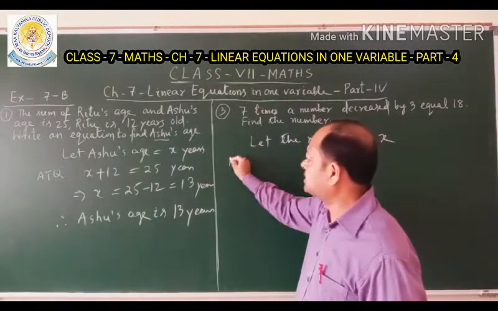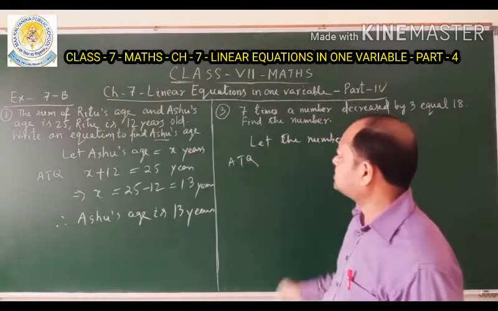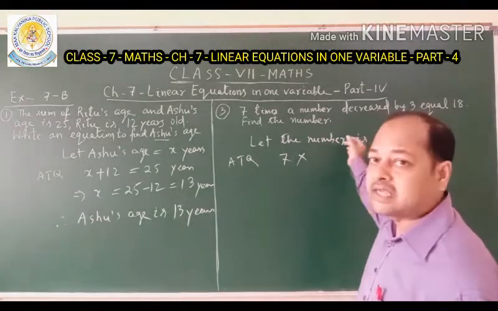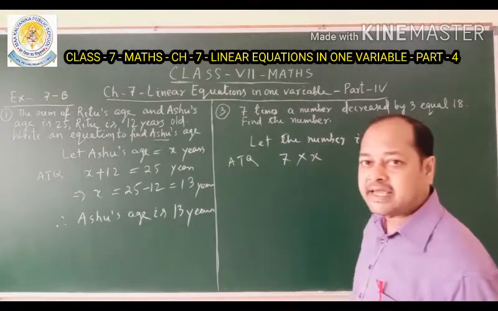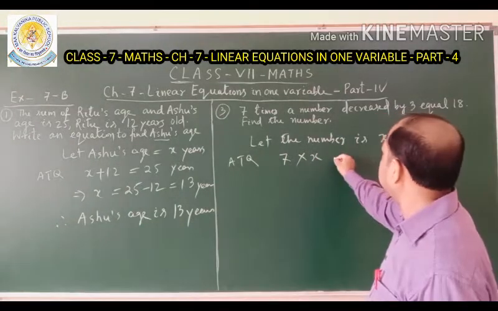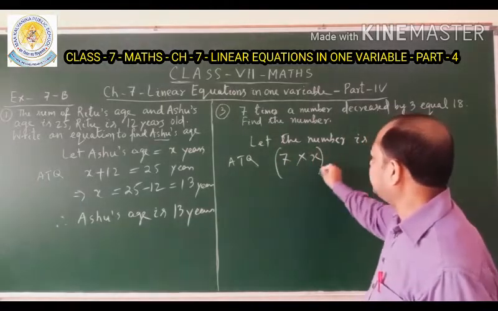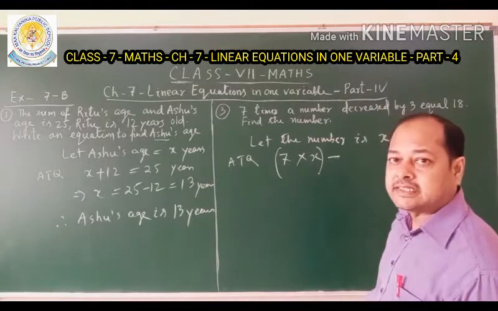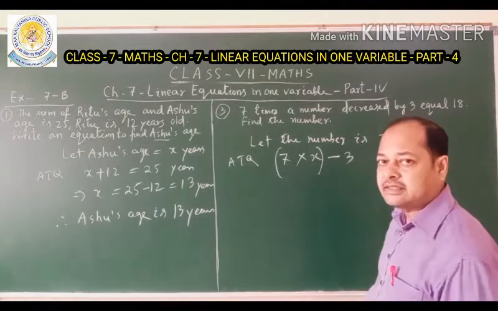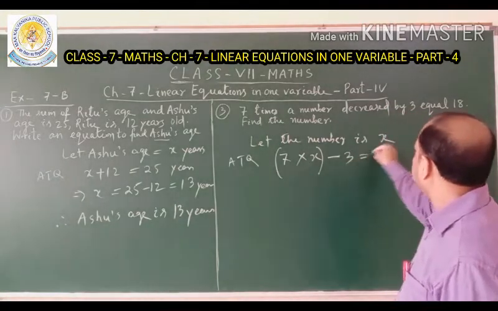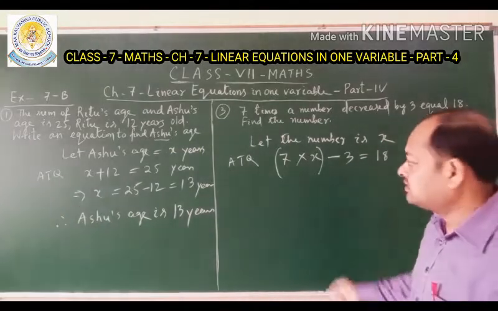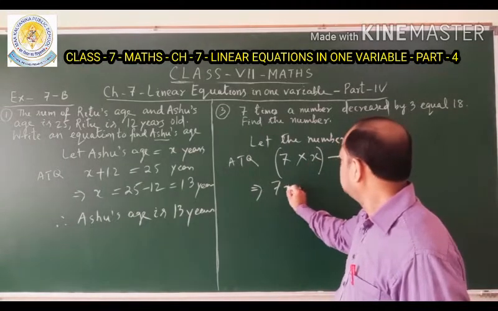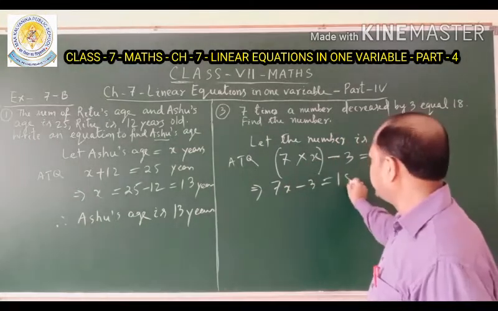According to the question, 7 times the number is 7x. Decreased by 3 means minus 3. So 7x minus 3 equals 18. That is the equation.